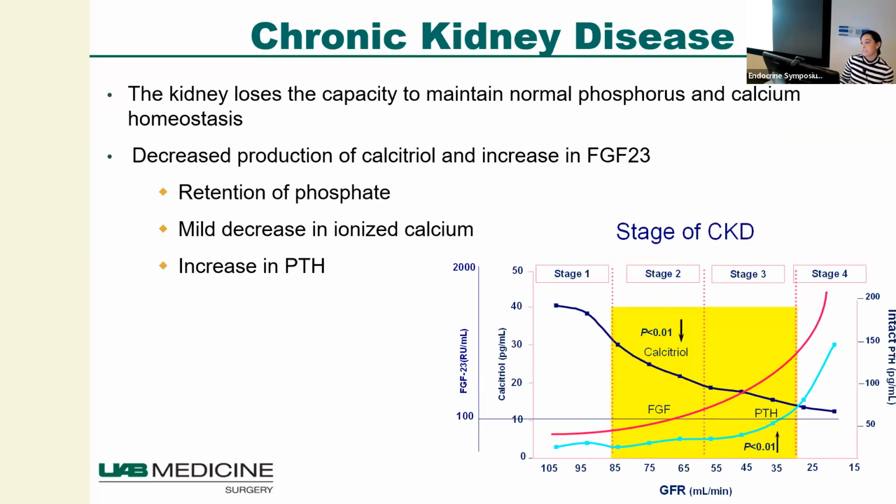In chronic kidney disease, the kidney loses the capacity to maintain calcium and phosphorus homeostasis. So you get a decrease in the production of calcitriol and an increase in FGF23. And those then cause retention of phosphate, decrease in calcium, and an increase in parathyroid hormone.